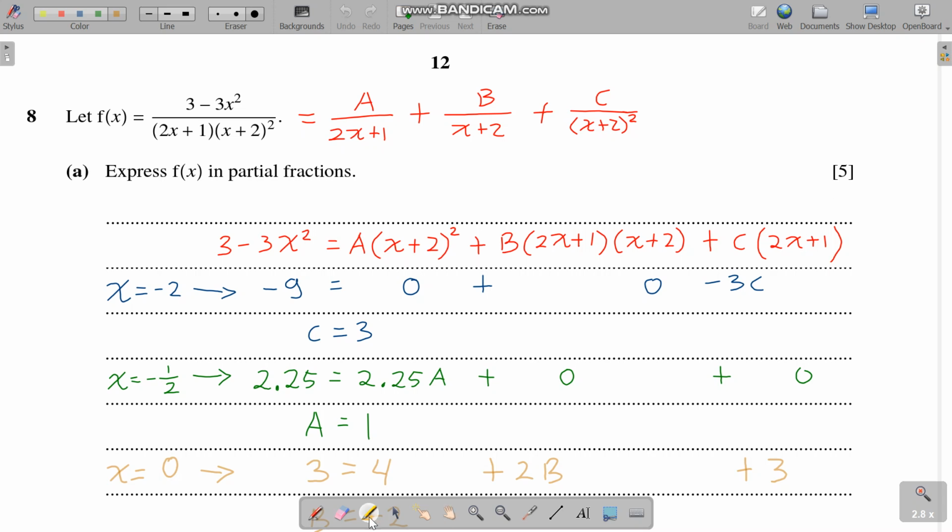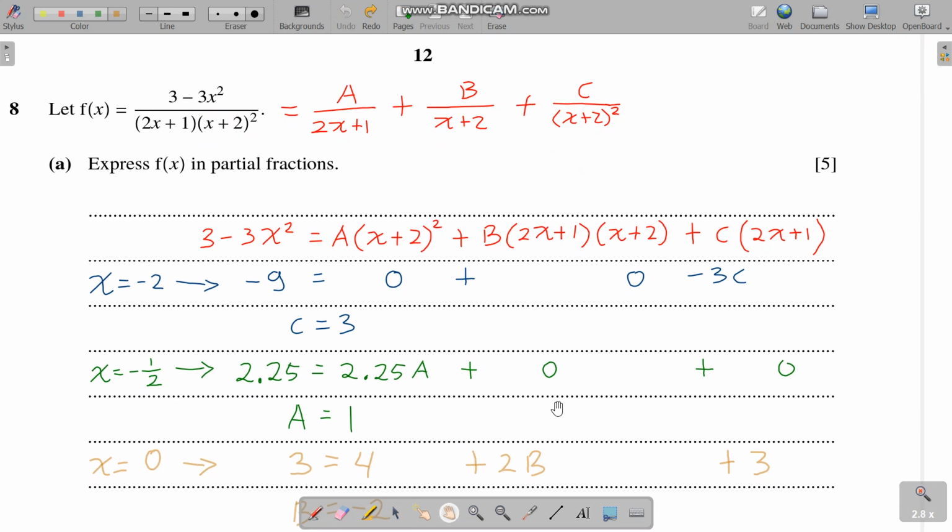So the first step is to identify the types of partial fractions we have to use. If you look at the first factor in the denominator, this is a linear factor, which means we have to use something over 2x plus 1. And we have the second type, the repeated linear, so we have to use something else over x plus 2, plus something else over (x plus 2) all squared. So the first step is to know what kind of partial fractions, what forms, we have to use.